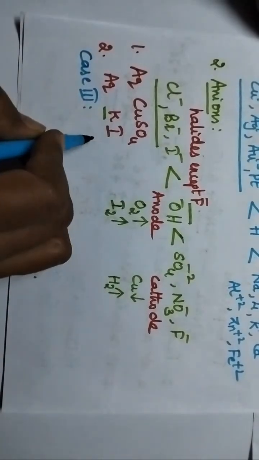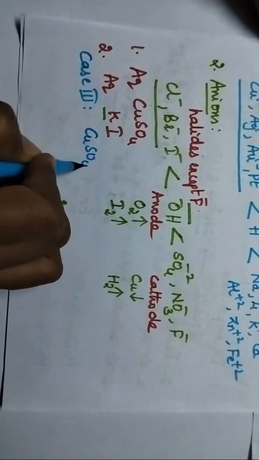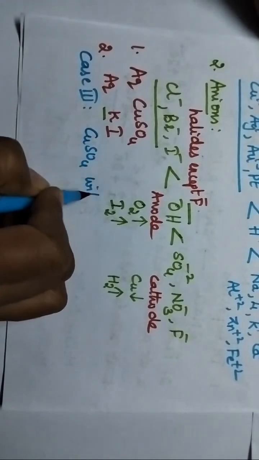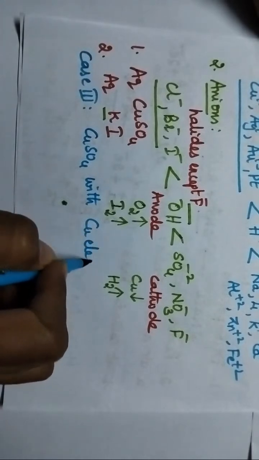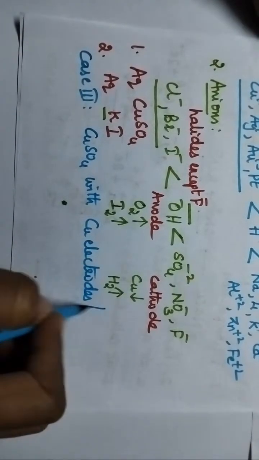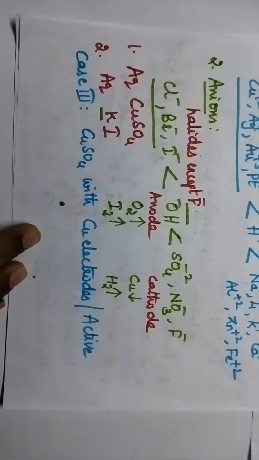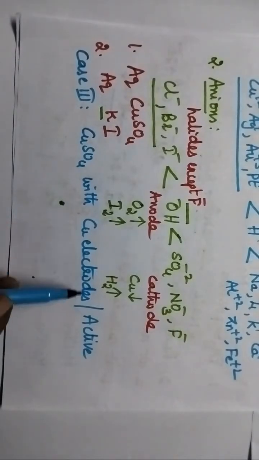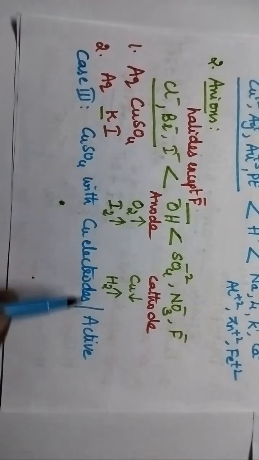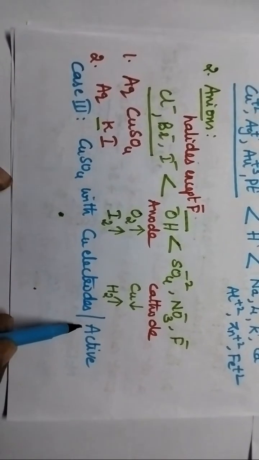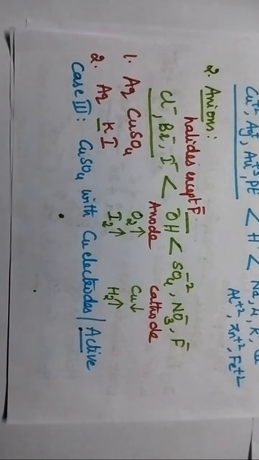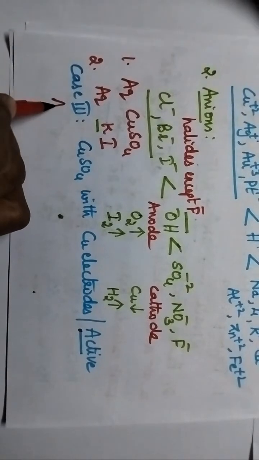Active electrodes means the electrolysis of copper sulfate solution by using copper electrodes. Copper electrode means the electrodes are also active. Remember, graphite and the platinum electrodes are inert. They won't take part in a chemical reaction. But if we use electrodes made up of the same material, then these electrodes are active. Then what happens? Let us see what type of reactions takes place at the cathode followed by the anode.